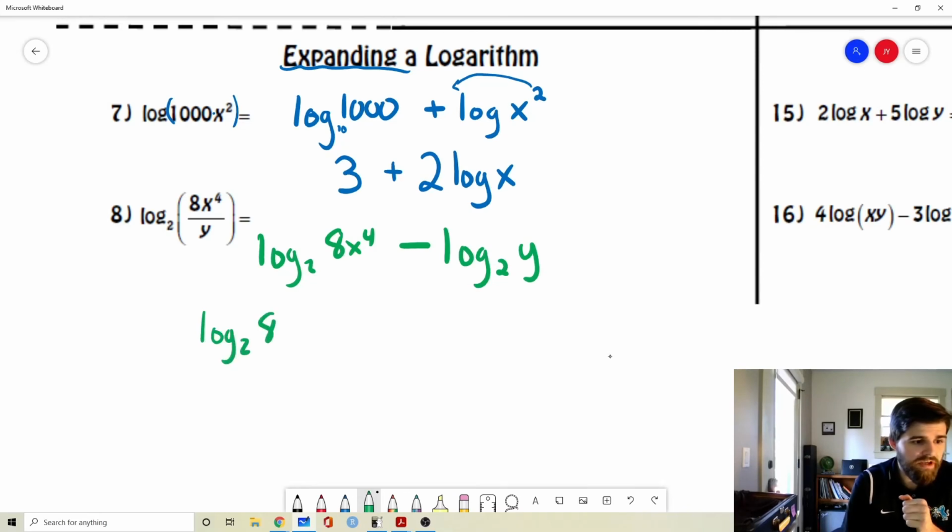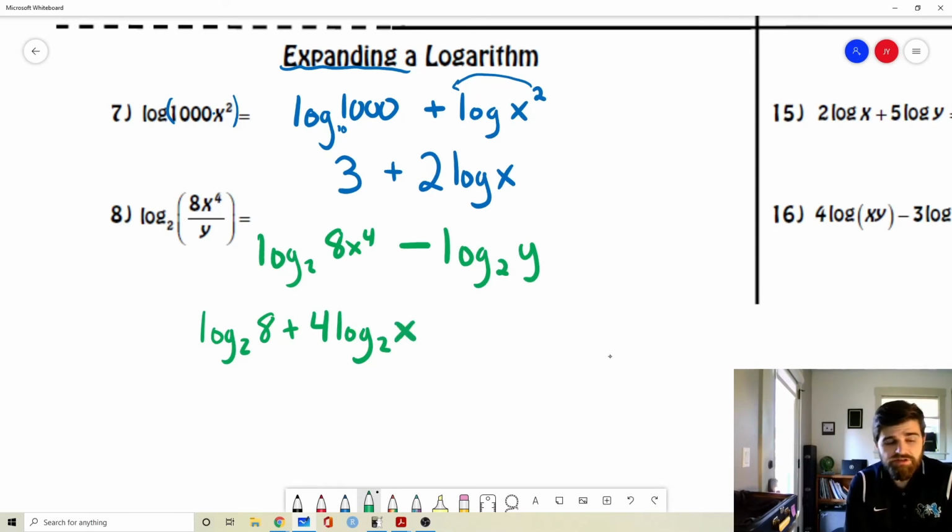Log base 2 of 8 plus, and then I'm going to go ahead and bring that 4 down as well. Log base 2 of x. Notice log base 2 of x to the 4th became 4 log base 2 of x using that power rule. And we still have this guy hanging out over here.